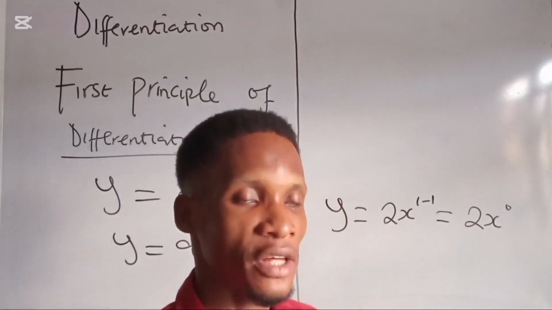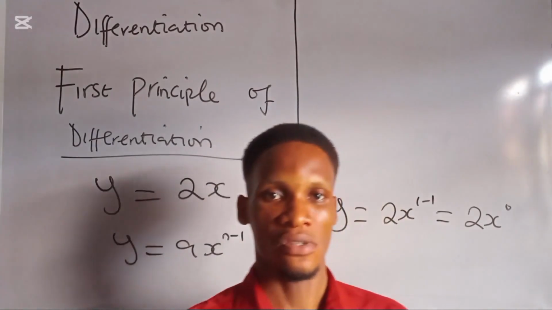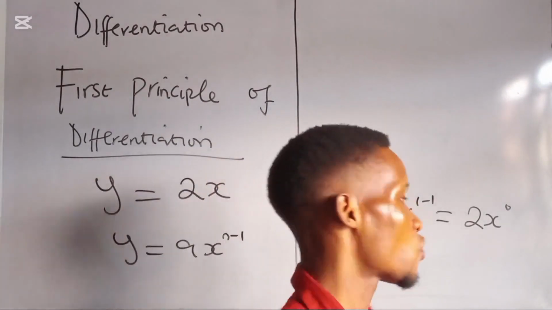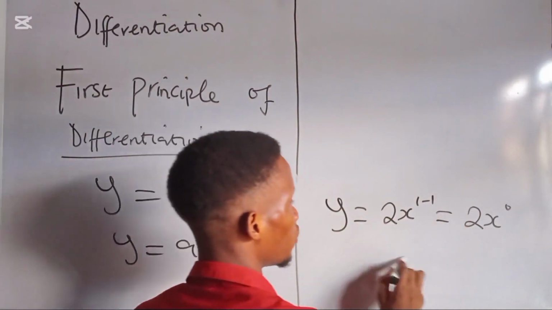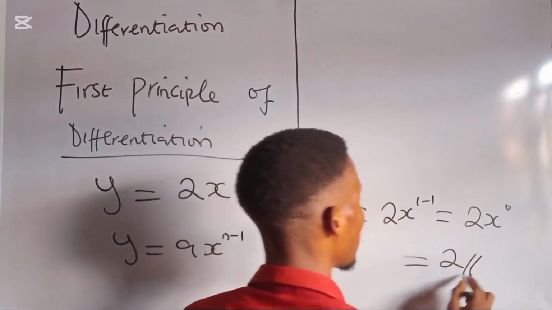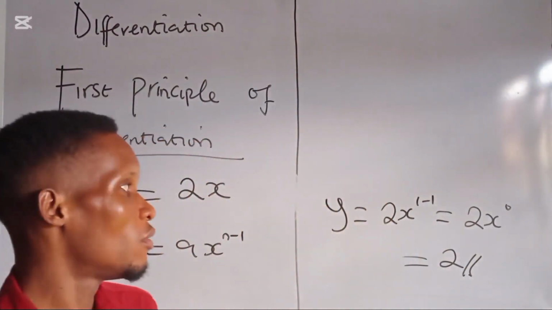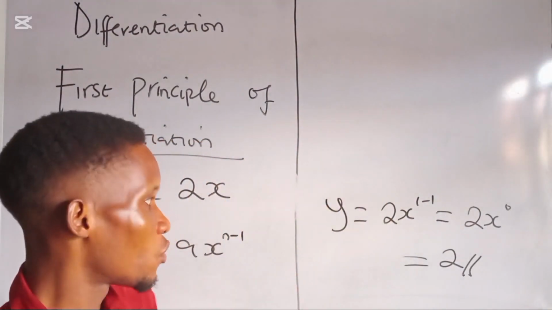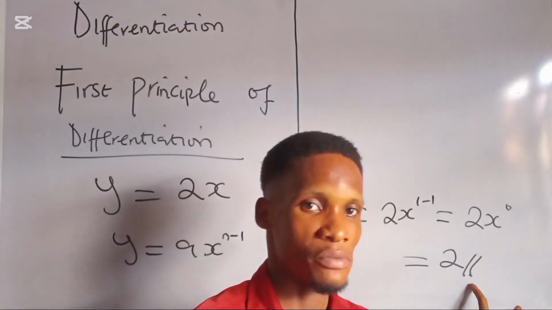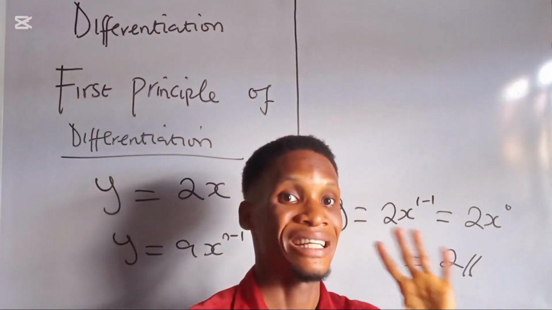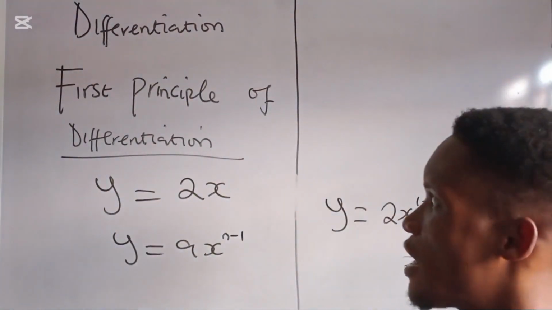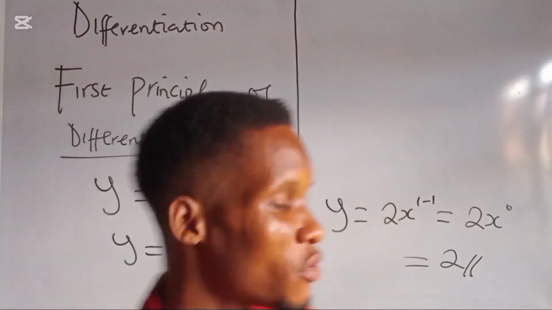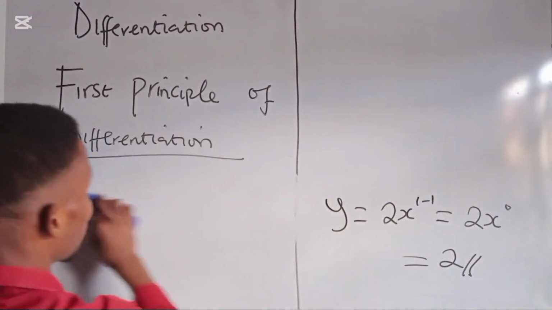And in indices, they say any number raised to the power 0 is equal to 1. So that means x now is equal to 1. Then 2 multiplied by 1, you're going to have 2 as the answer to this problem. So this is the differential form of it. When it has been differentiated, you're going to get 2 as the answer. So let's look at this now. Let's solve with this first principle and see whether we're going to still arrive at 2.